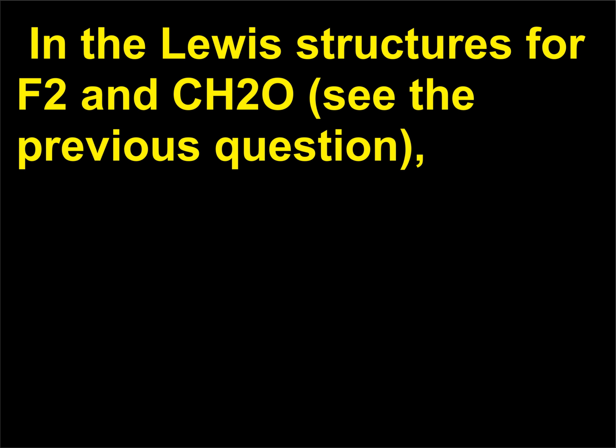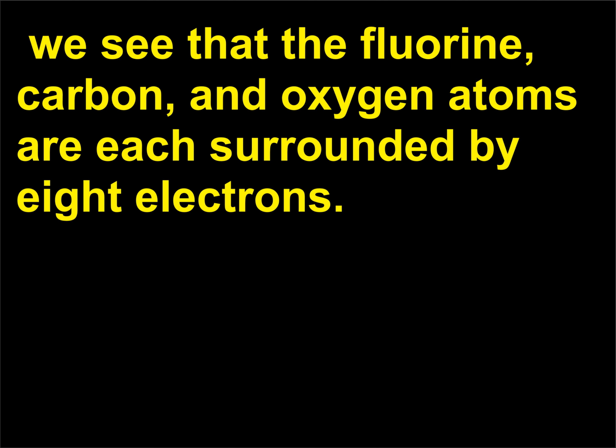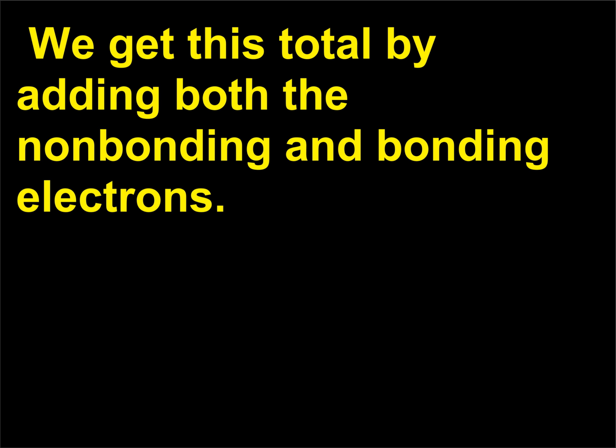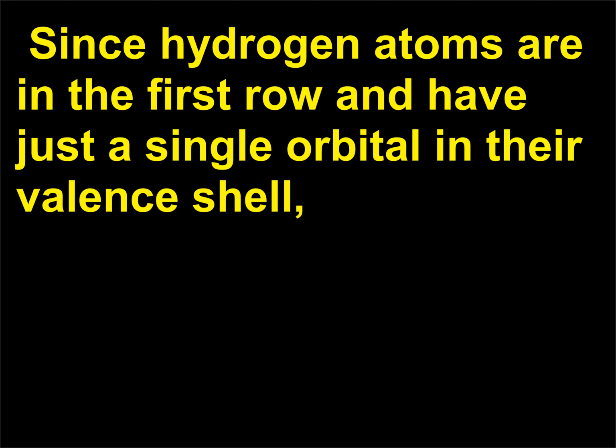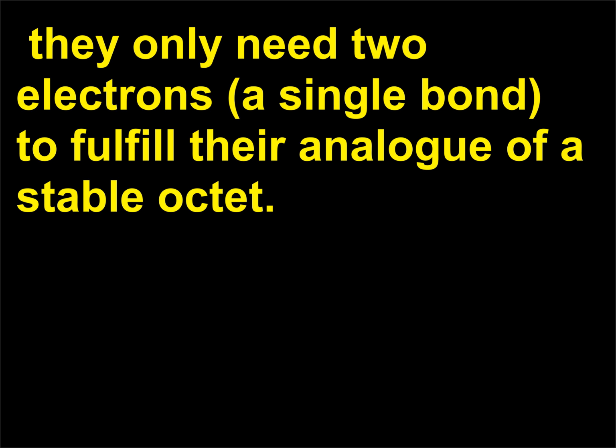In the Lewis structures for F2 and CH2O, see the previous question, we see that the fluorine, carbon, and oxygen atoms are each surrounded by 8 electrons. We get this total by adding both the non-bonding and bonding electrons. Since hydrogen atoms are in the first row and have just a single orbital in their valence shell, they only need 2 electrons, a single bond, to fulfill their analog of a stable octet.